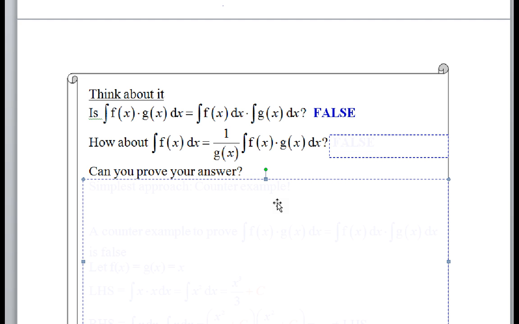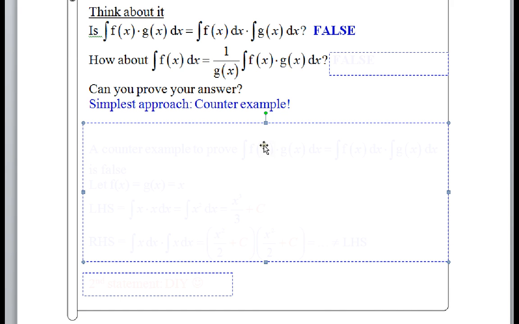I said it many times, to prove something is extremely difficult. To say that something is false, to disprove something, is actually very easy. How? Counter example. All you need to do is to give a counter example, and don't choose a very difficult counter example. If I let f(x) be x, what do I get?